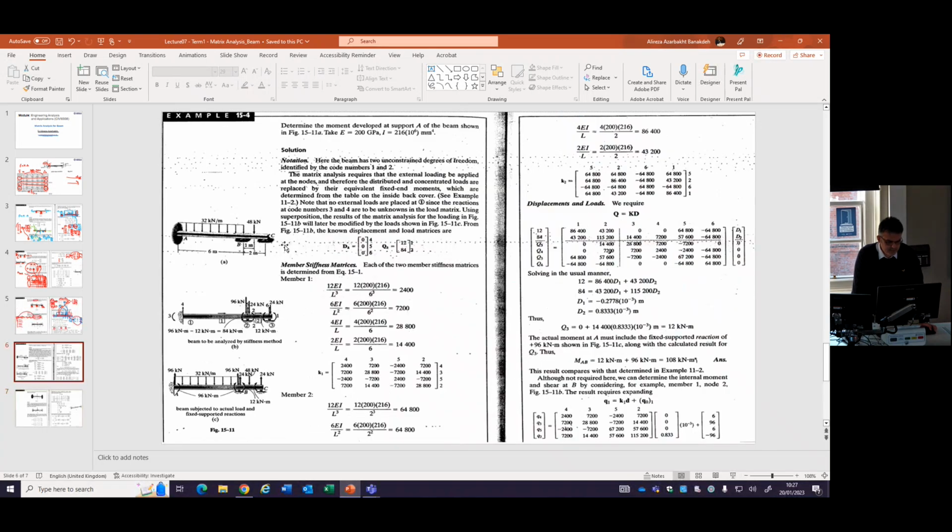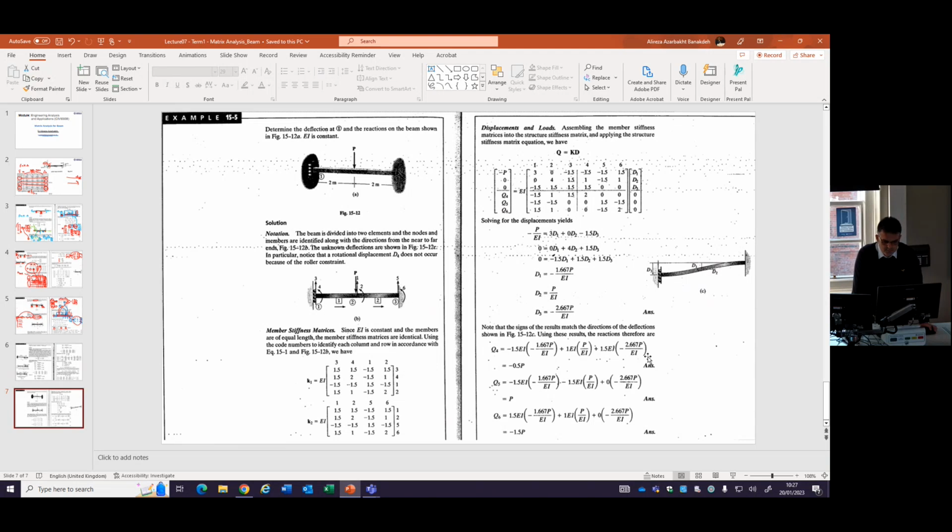The next example has some distributed loads. I haven't taught this one, so let's skip it because we just work with the concentrated loads. It's not very difficult, but I prefer just to skip it. And the last example is really just the repetition of the previous example. Just take a look at it. And next week, we can go to the frame structures.